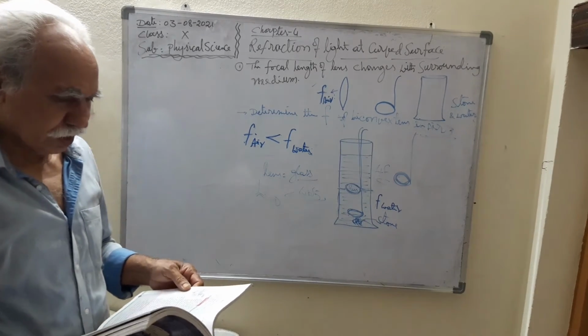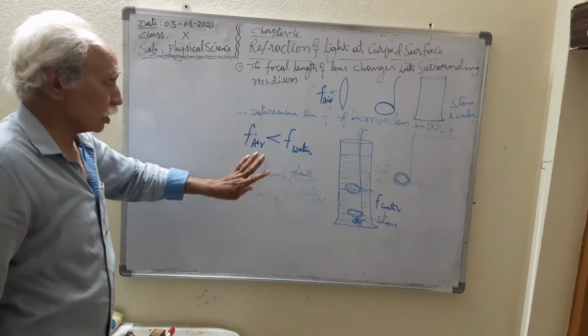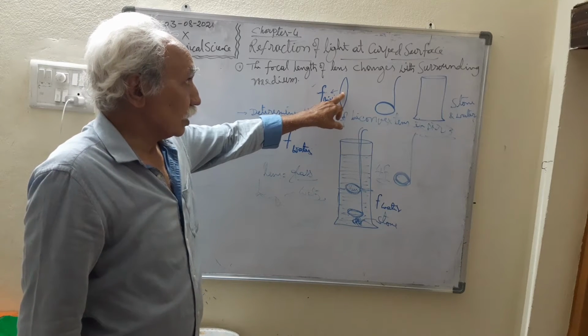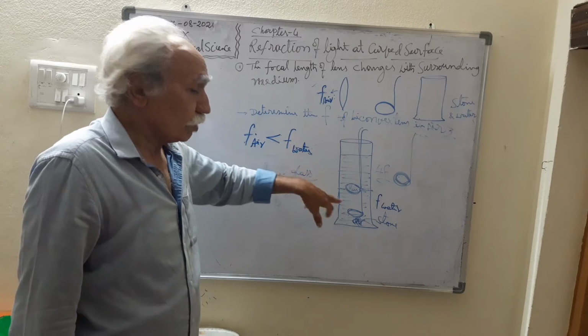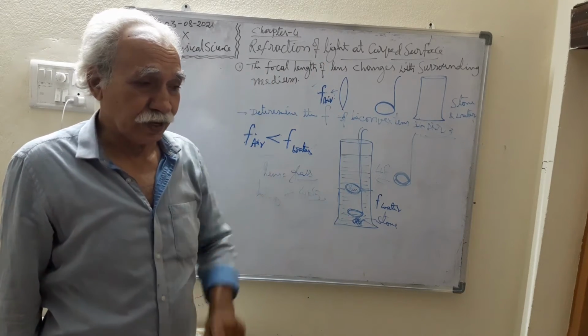Okay. Now let us go to another one. Understand this clearly also. So two points you must keep in mind. When the glass biconvex lens's surrounding medium optical density increases, the focal length increases. That is the first point.